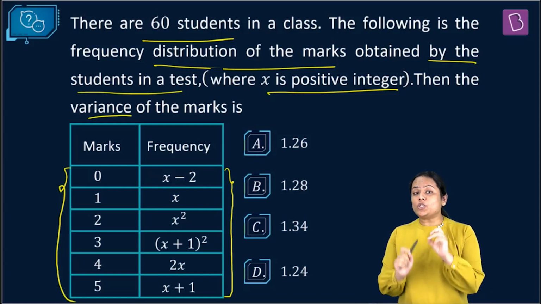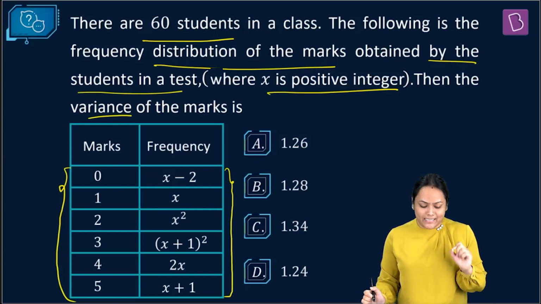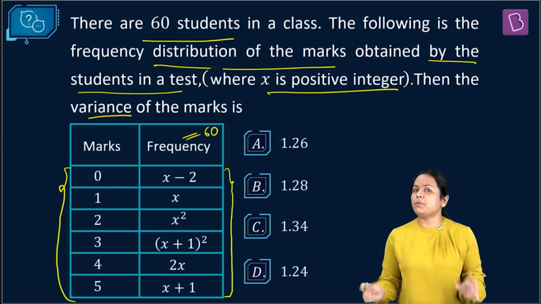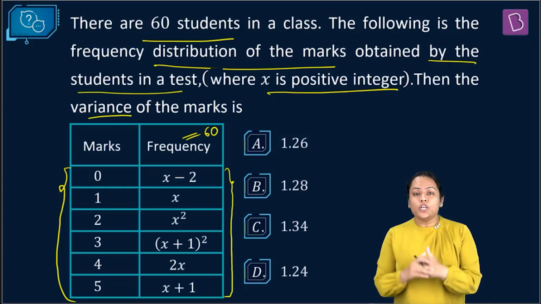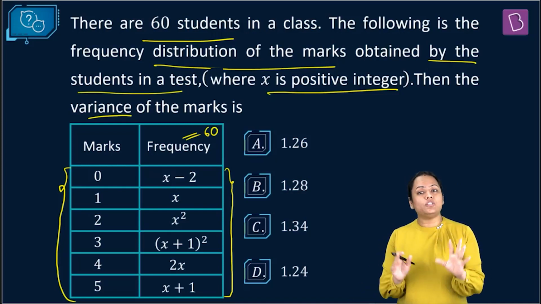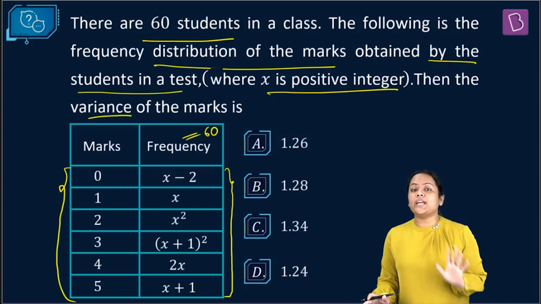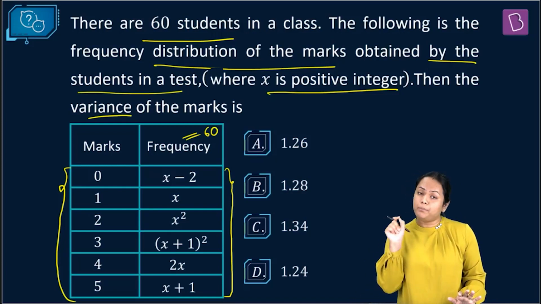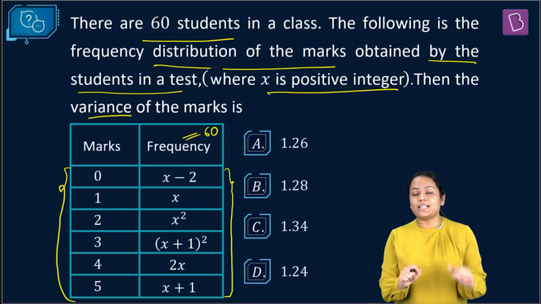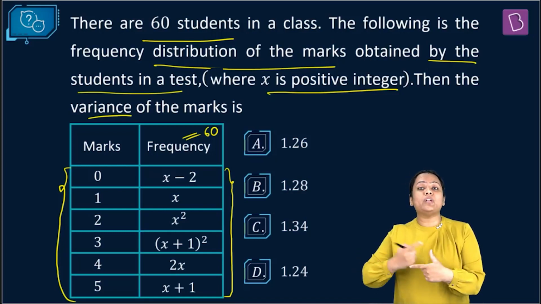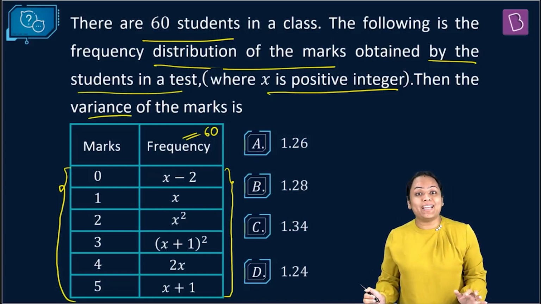Okay, so since total number of students are 60, that means the sum of this frequency should come out as 60, right? Because it's denoting number of students. So the summation of all the frequencies should be 60. This is the first thing. From here, I'll try to find the value of x. Because when I get the value of x, I have my fi with me. And the formula for mean and variance then can be applied, right?